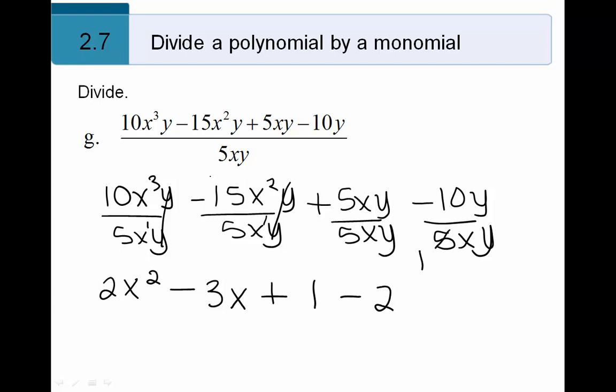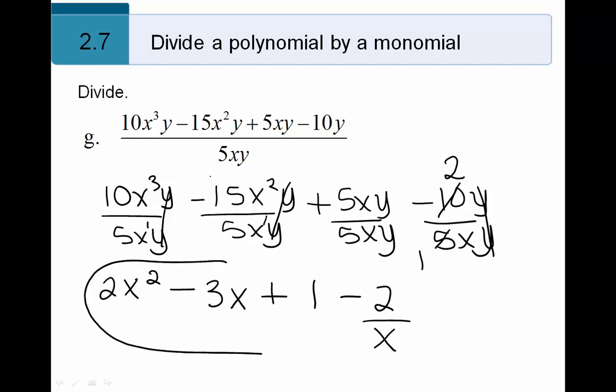Because 5 goes into here once, 5 goes into here twice. So notice we have a 2 on the numerator, and we have an x left beneath the 2.